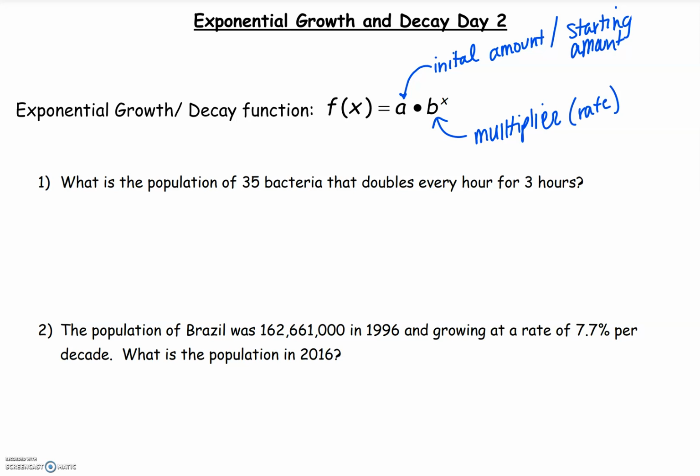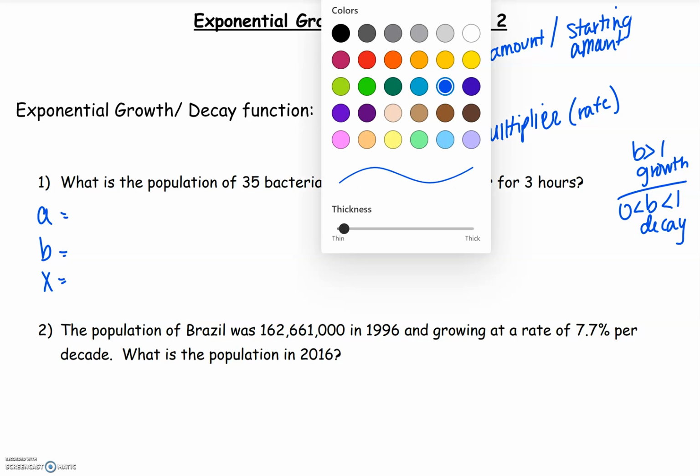And then our X is a lot of times our time in these examples here. But remember that B is greater than 1 when it's a growth, and B is less than 1, greater than 0 when it is a decay. All right, so for this first one, I'm going to go ahead and find A, B, and X, and then I will plug them into this form so then we can solve it in our calculator.